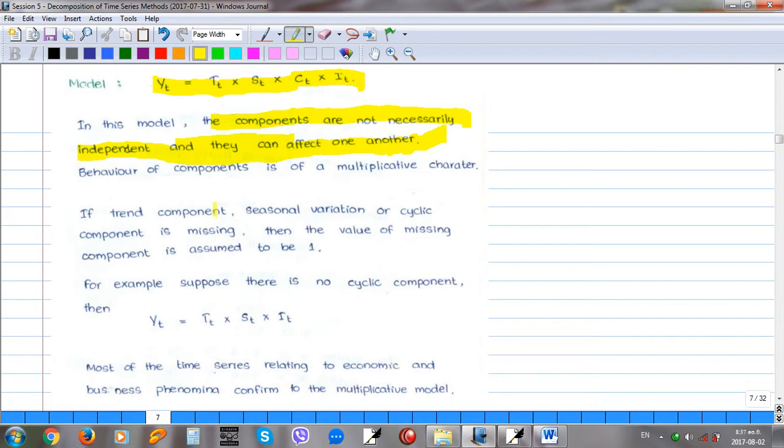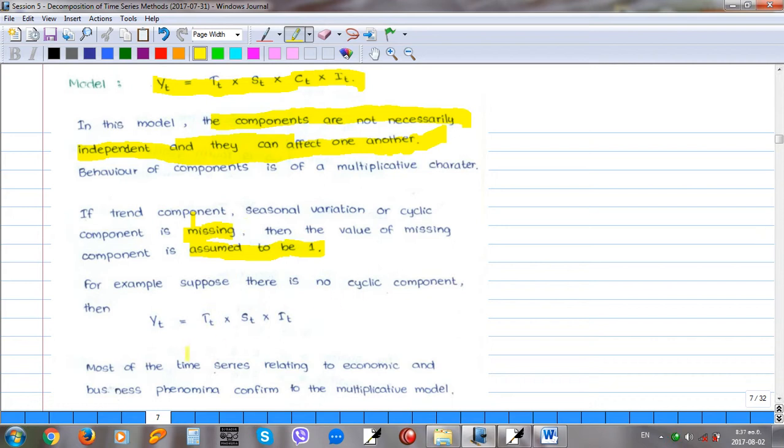If the trend component, seasonal variance or cyclic component is missing, if one is missing, the value is assumed to be 1. Earlier, if one was missing, we assumed it to be 0. Now in the multiplicative model, it is assumed to be 1. For example, suppose that there is no cyclic component, then C becomes 1. So then the model comes as Yt equals Tt multiplied by St multiplied by It, right? So this is the model.